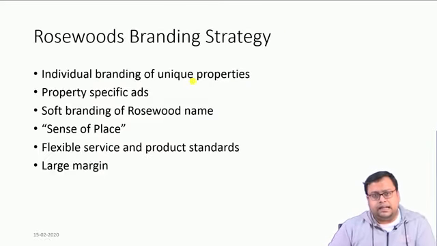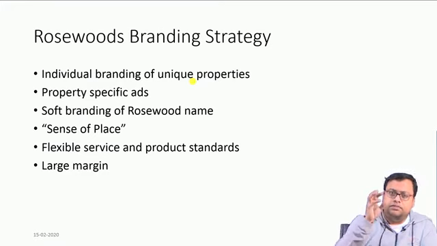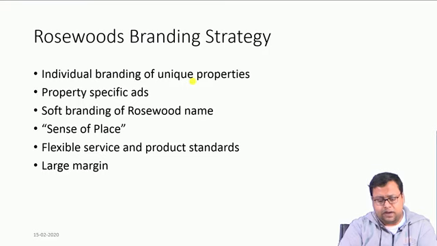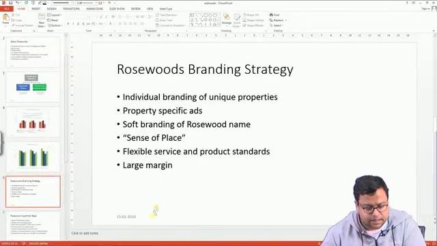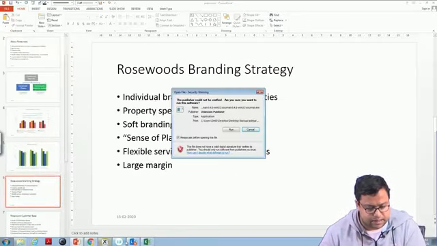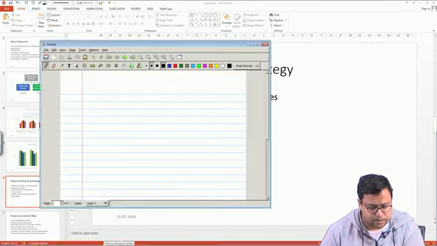Now, the branding strategy was the major problem for Rosewood. Because it was an individually branded house, it was focusing on an individual branding strategy. So, what is an individual branding strategy? You will see it looks like this. I will just open it.